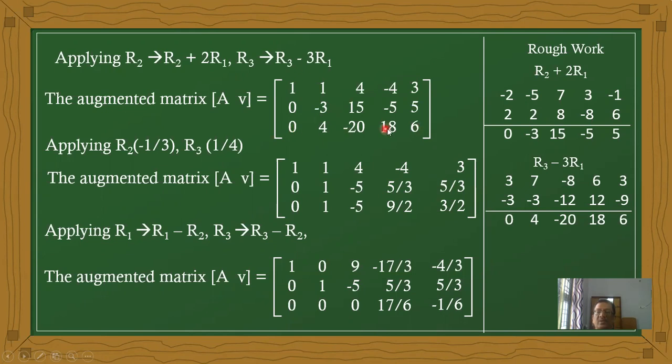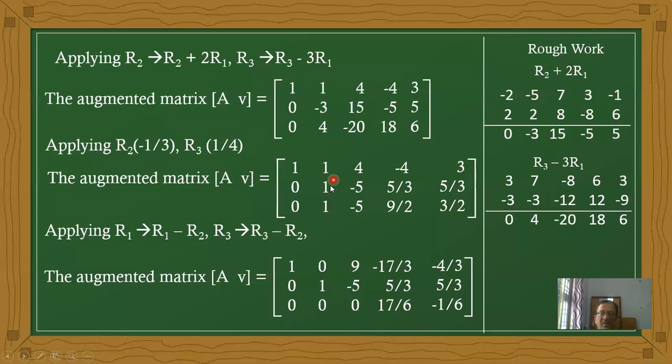Next value 9 by 18 by 4 means 9 by 2, and 6 by 4 means 3 by 2. Okay. Now next, we are converting the remaining values into zeros. Here it should be 0 and here also it should be 0. We are changing the first row values now.